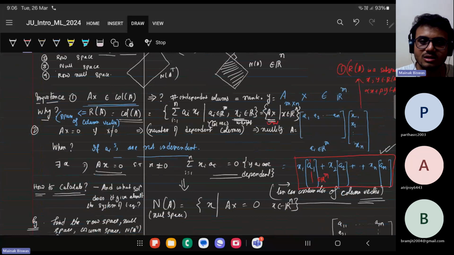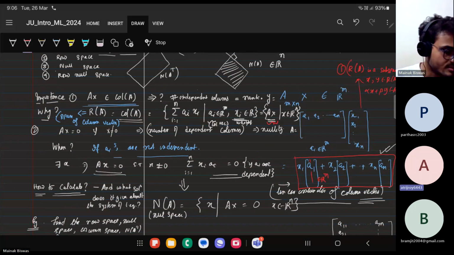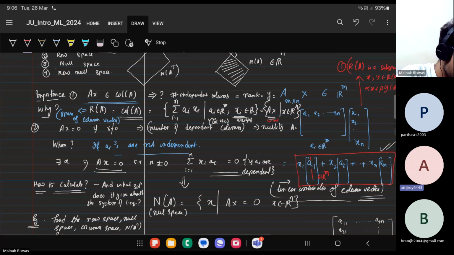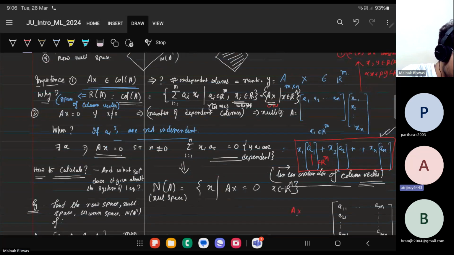The multiplication vector matrix multiplication AX, yes or no? Yes. Means you are telling that if the dimension of X is n and the multiplication also projects the vector into column space of dimension n, then A is a square matrix. Correct.